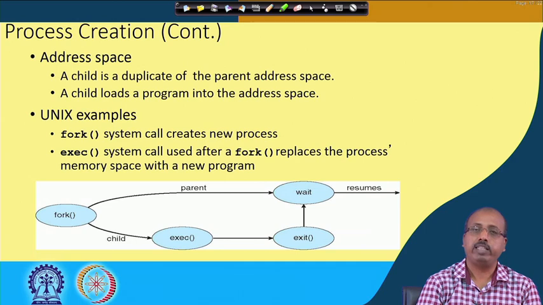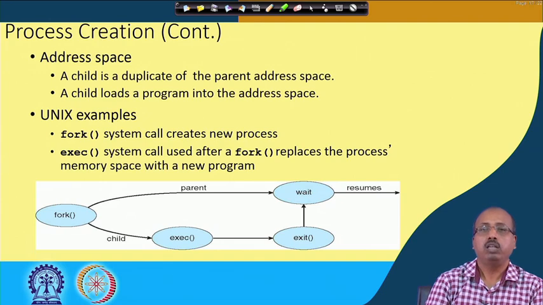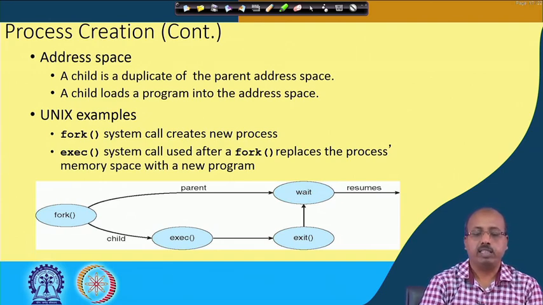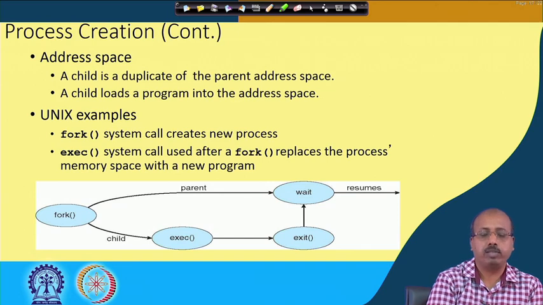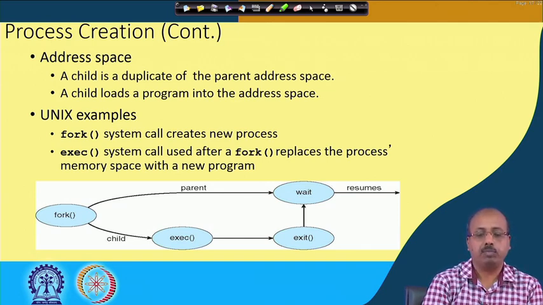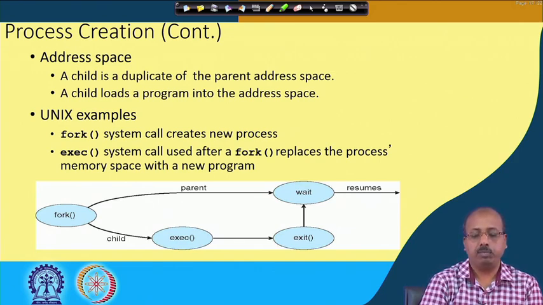So, this is one possibility. The other possibility is that since this child is a new process, it should have its own code, data and stack segments. That is, the address space of the child is totally different from the address space of the parent, and we can have these address spaces loaded separately. If you look into the Unix operating system, it follows a mix of all these things for creating a new process.